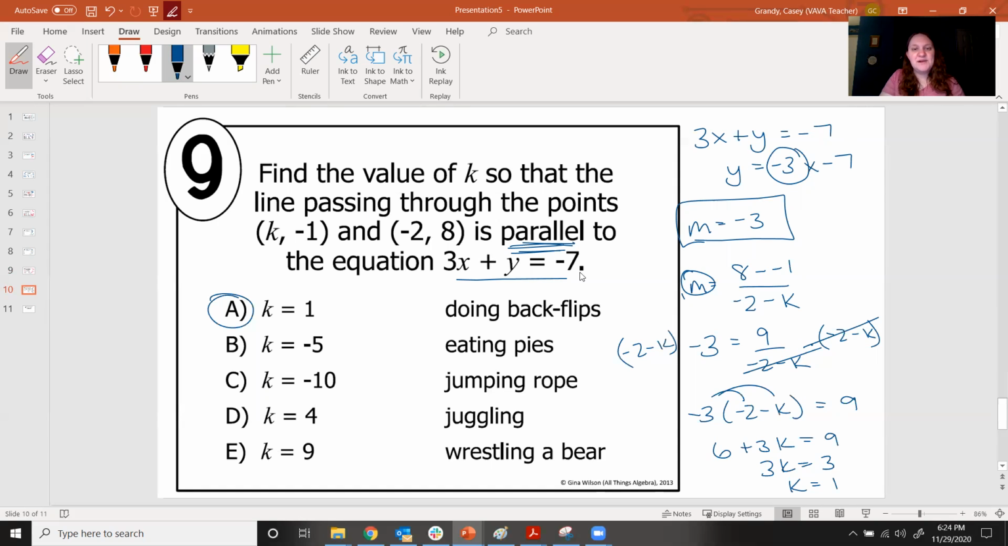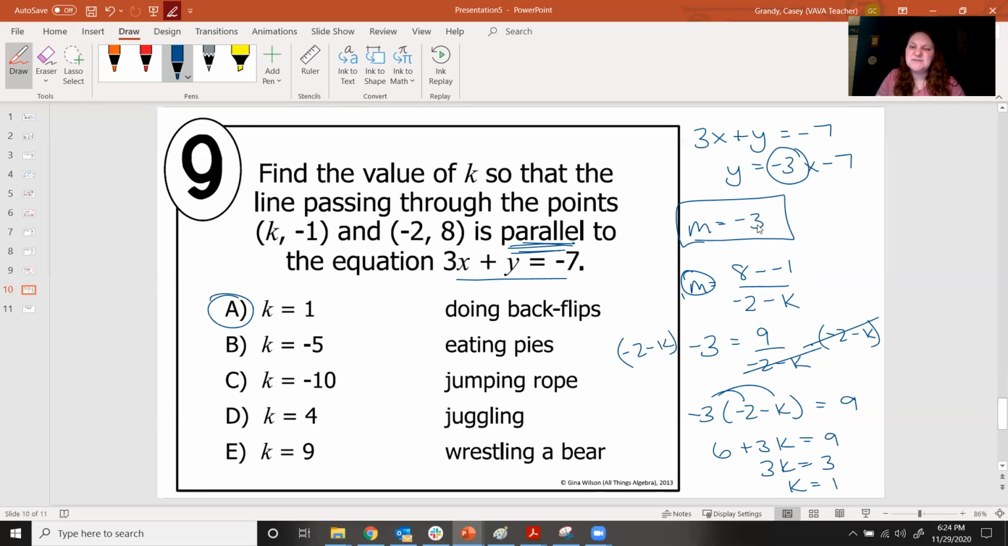Okay, so to recap what I did, I found the slope of the given equation. The slope was -3. Once I knew that slope, I wanted to use it because we're talking about a parallel line. Then I used the slope formula, substituting k for x1, and replaced the slope with the slope that I know, -3. I multiplied both sides by this denominator, just like we would have done in Algebra 1. Distribute the -3 and solve for k.